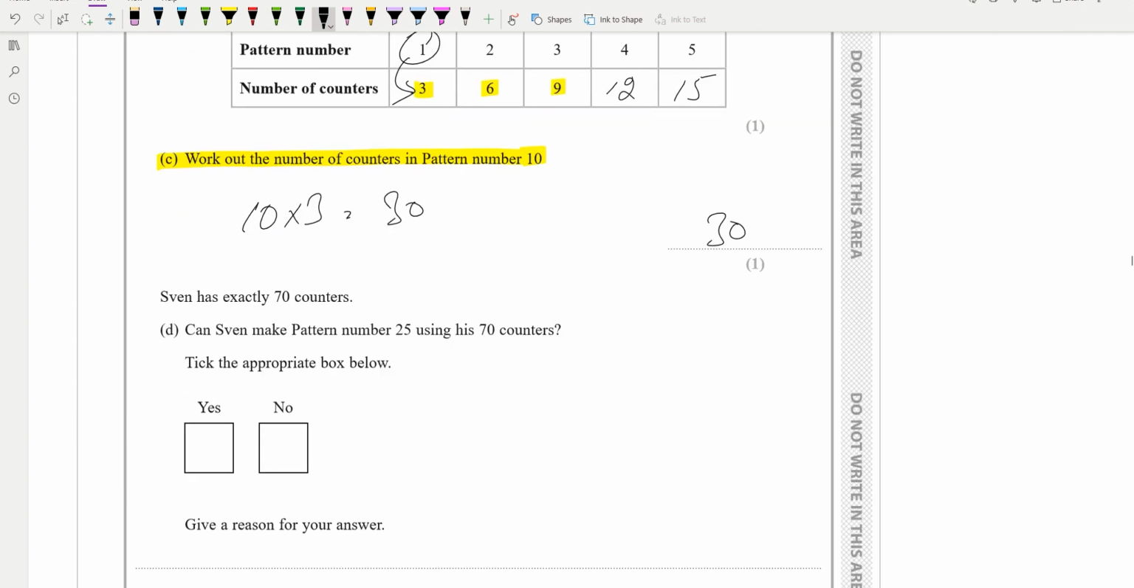Next is part D. Sanjay has exactly 70 counters, and can he make pattern number 25 using his counters? So how many do we require? Basically 25 multiplied by 3, we require 75, and he has only 70. So tick the appropriate box. He will not be able to do this, so it will be no, which we have taken as the option, and then they're saying give the reason for that.